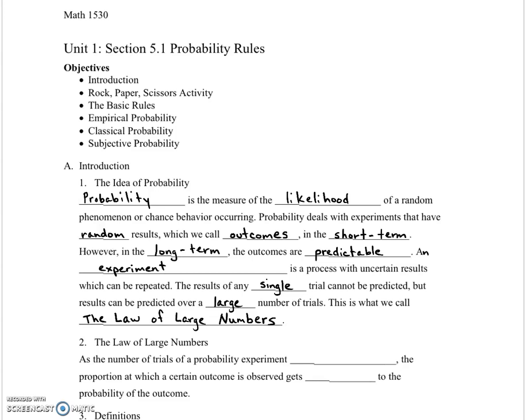So we can't predict when we flip that coin whether it's going to land on heads or tails. But if we flip that coin 10,000 times, we can say about half of the time it's going to land on heads. And that's what the law of large numbers is about. Another way of stating the law of large numbers is as the number of trials of a probability experiment increases, so in other words, if we do more and more trials, the proportion at which a certain outcome is observed gets closer to the probability of the outcome.